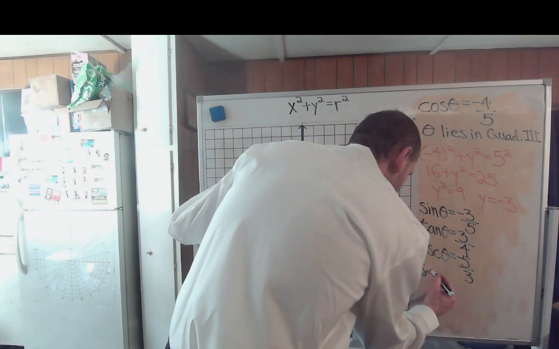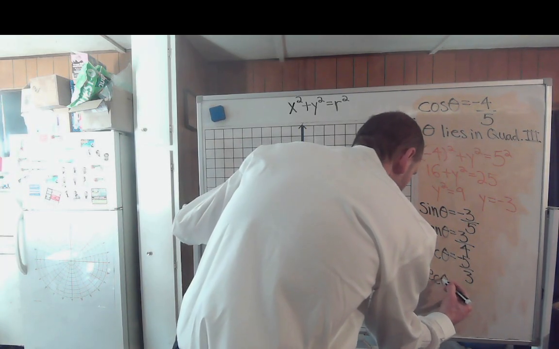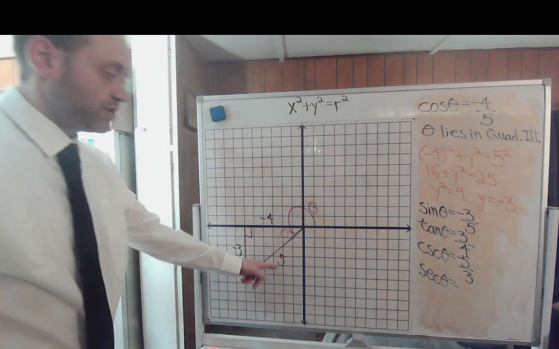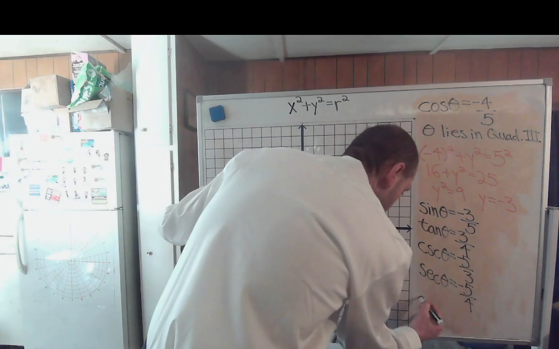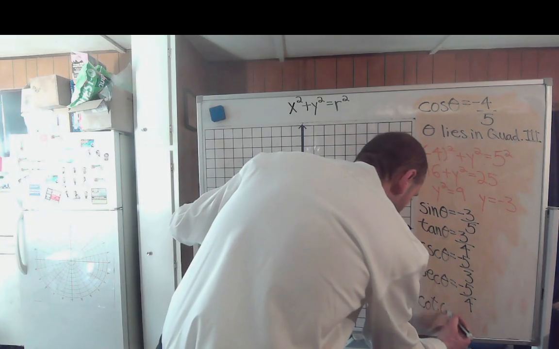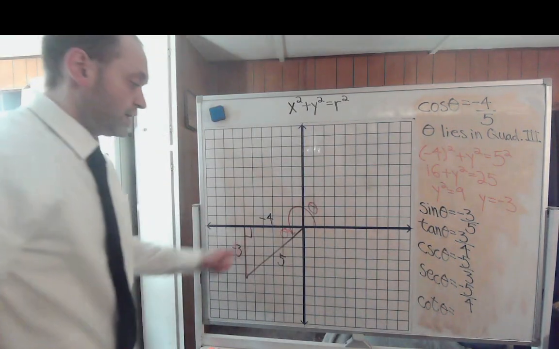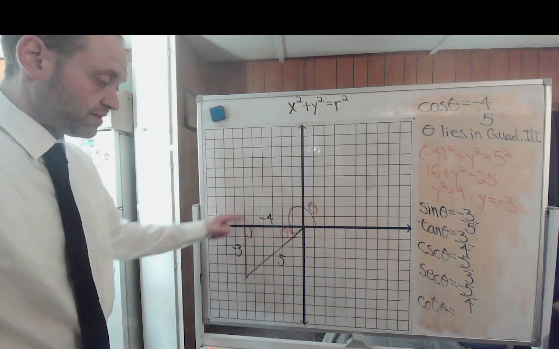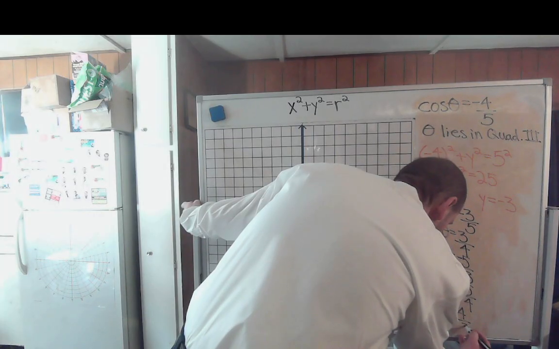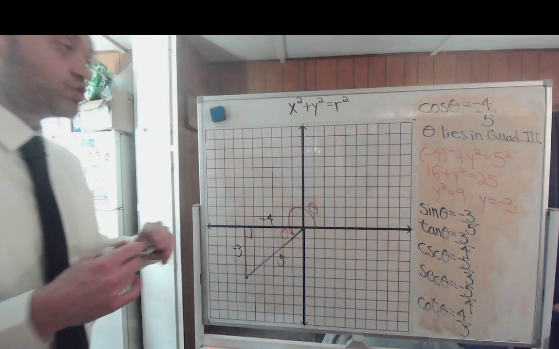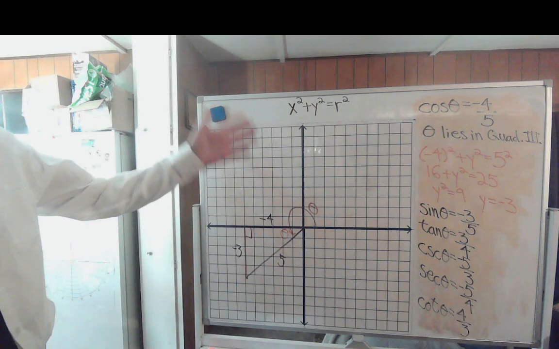Find your secant of theta. That's going to be hypotenuse over adjacent, which would end up being negative 5/4. And then you can find your cotangent of theta, which is adjacent over opposite. Negative 4 over negative 3 gives you positive 4/3. So there are the 6 trig values based on the given information.